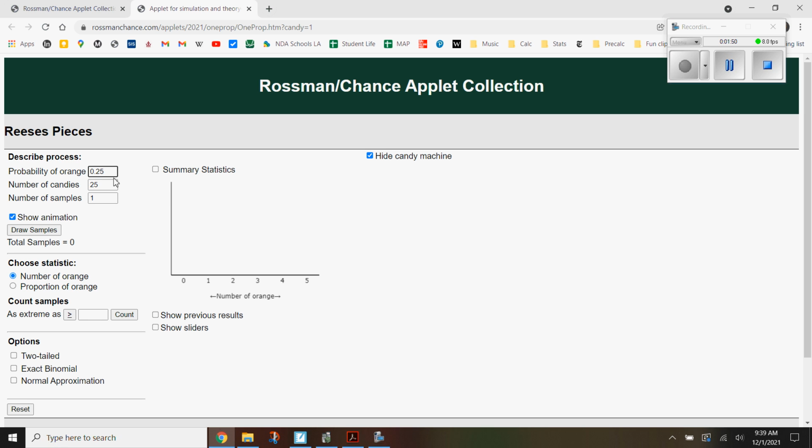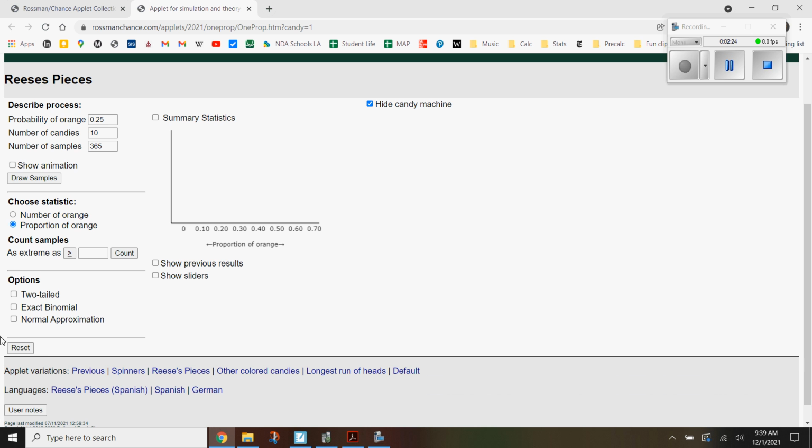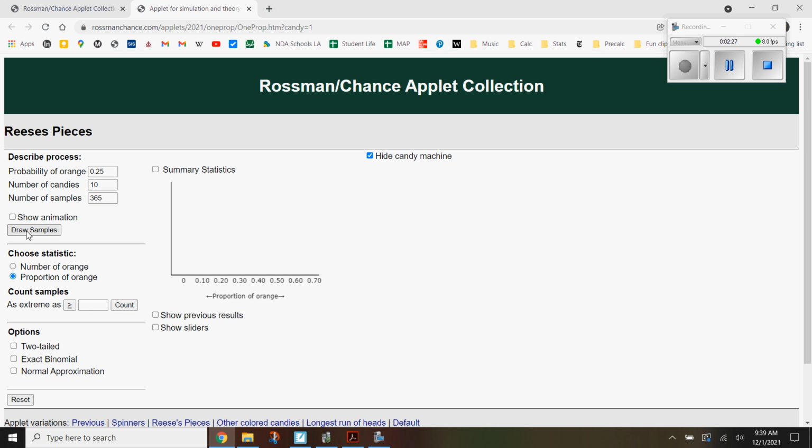And the number of births in this hospital, that is the number of candies I'm going to pull out of the bowl, or the number of births in hospital A, is 10. And the number of samples, we're going to do this 365 times, 1 for each day of the year. We're not going to show any animation, and I want it to show the proportion of Hispanic. So let's draw the samples here.